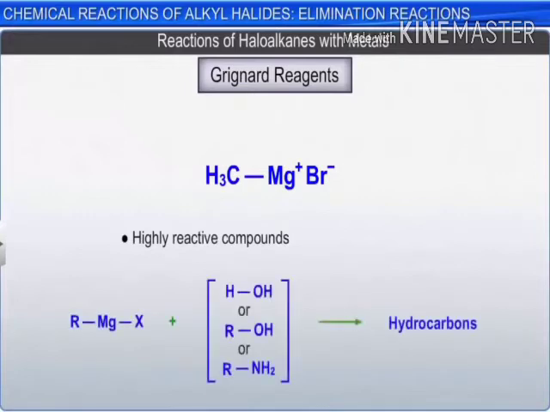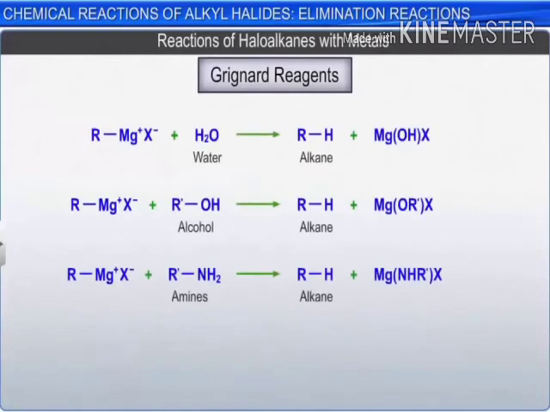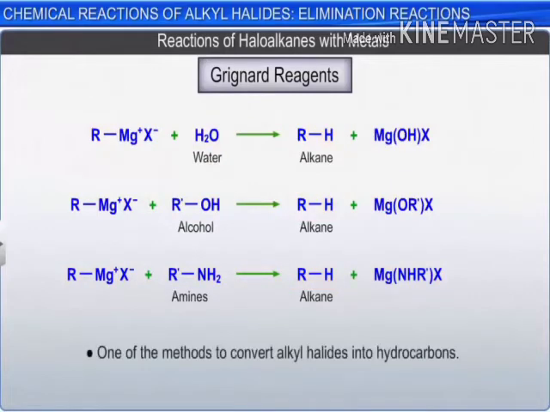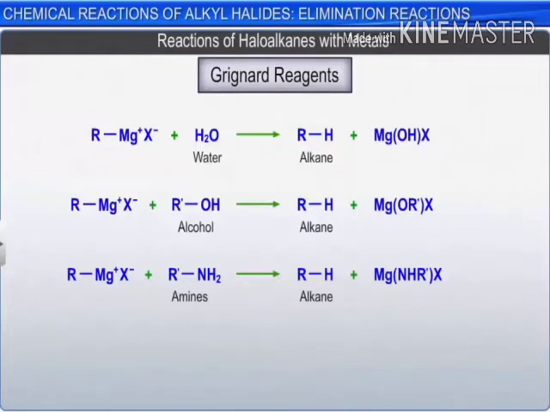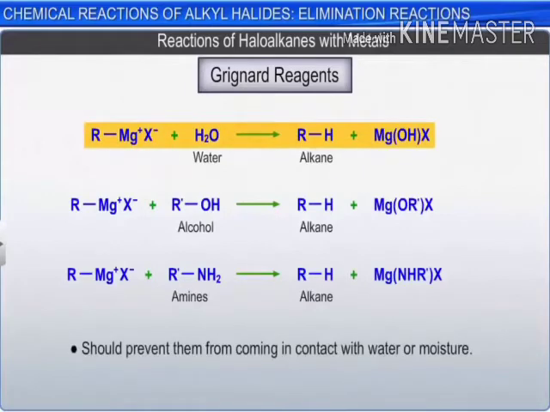They react with any source of proton, even with weak proton donors such as water, alcohol or amines, to give hydrocarbons. The reactions of Grignard reagents with water, alcohol and amines to form alkanes are shown here. This is one of the methods to convert alkyl halides into hydrocarbons. Since Grignard reagents readily react with water, it is very important to prevent them from coming in contact with even traces of moisture.